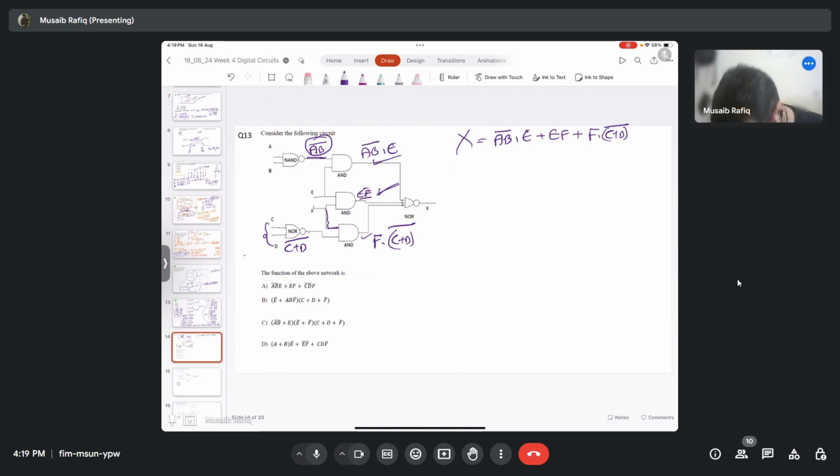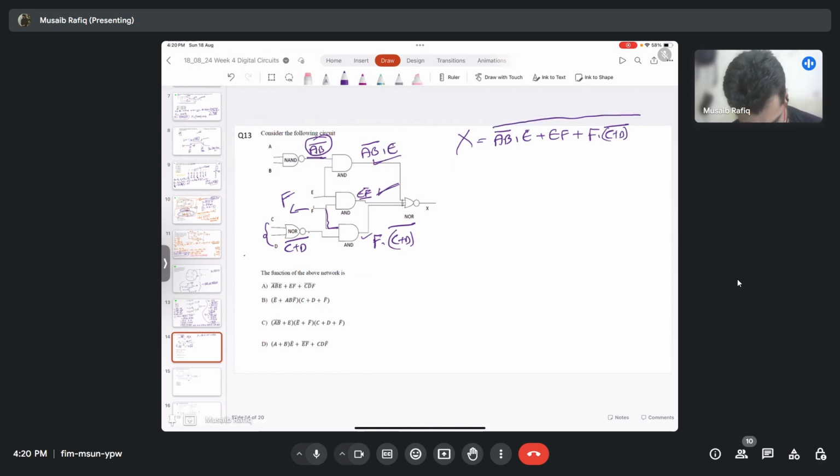I'm not able to see it. Let me check whether the input is F bar or F. No, it's not F bar. It's F, treat it as F. Let me just check it again. Yeah, it's F. (AB) bar dot E, F, (C plus D) bar. Yeah, it's F. Then I have this thing, and this is NOR, right?